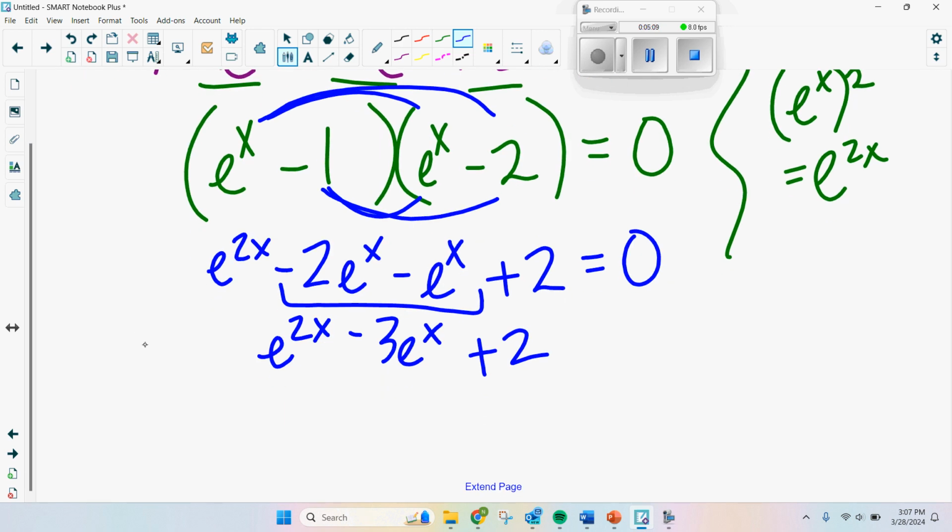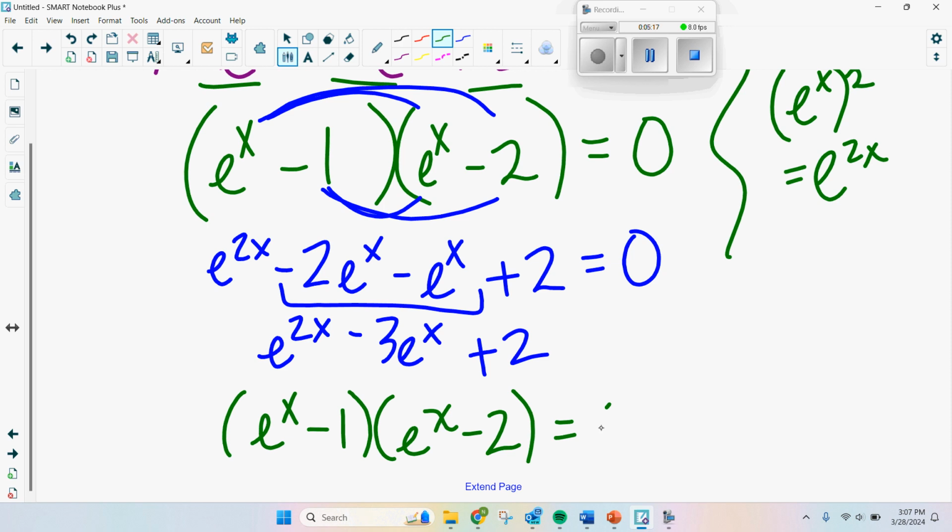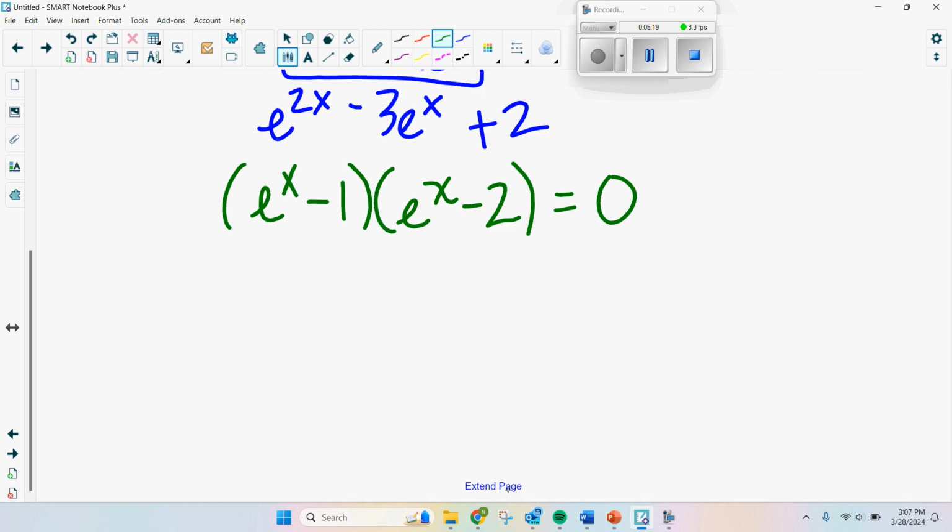So let me rewrite what we had in green. You don't have to do the blue part, but it's never a bad idea to check and make sure you factored correctly. Okay, when we have two factors and they are set equal to 0, the reason we set it equal to 0 is because anything times 0 is 0.